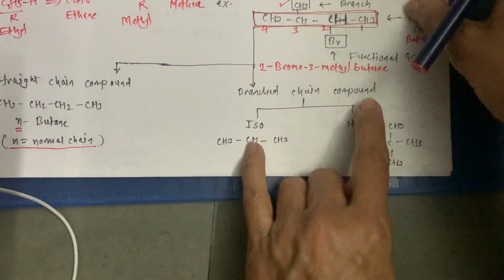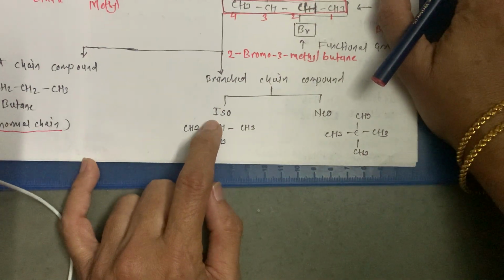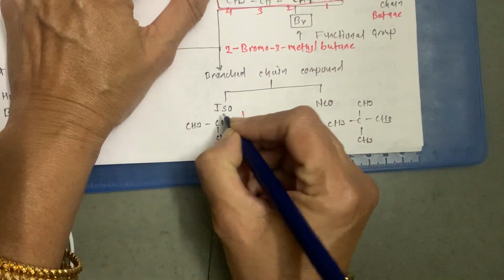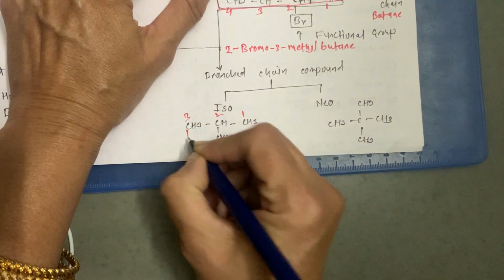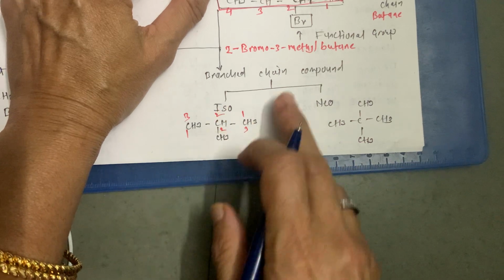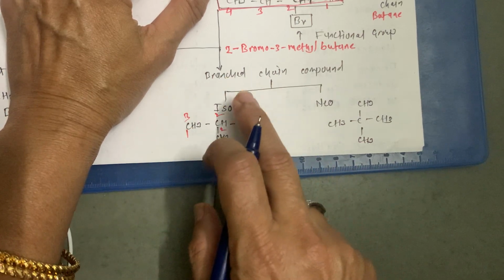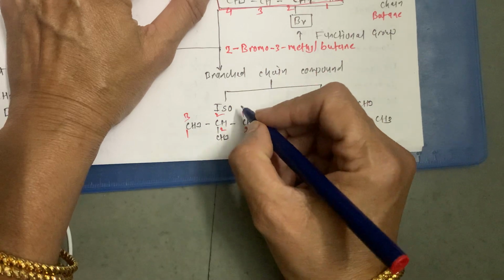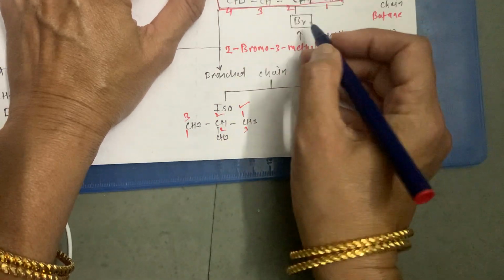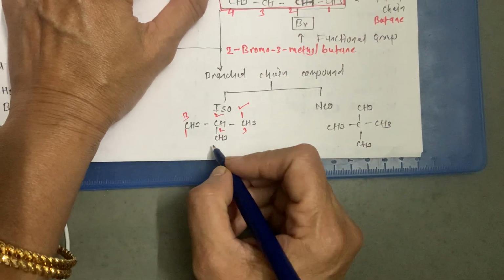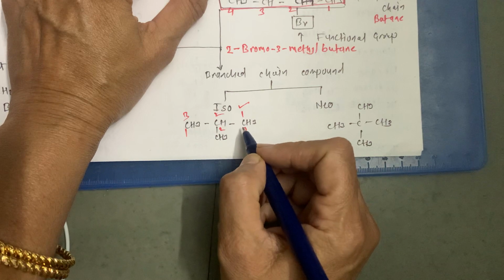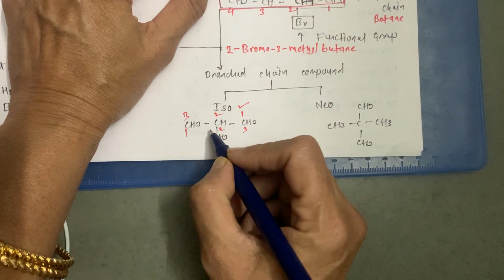When it is branch chain compound, and if the branch is at the second carbon atom, if you start from here 1, 2, 3, or if you start from here 1, 2, 3, then it is on the second carbon atom, then such type of compound is known as iso compound, and this is common nomenclature system. But in IUPAC, how are we going to write it down? Longest continuous chain of how many carbon atoms? 1, 2, 3 or 1, 2, 3.